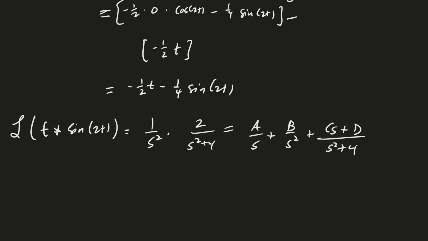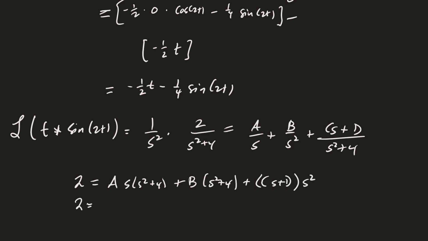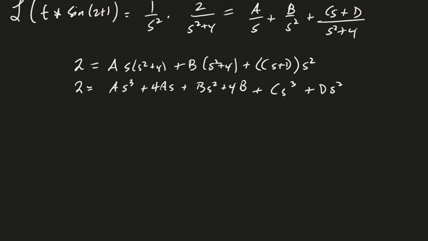Right? And so if we do that, we get that 2 is equal to A times (s squared plus 4) plus B times (s squared plus 4) plus (Cs plus D) times s squared. A little bit of algebra here. As cubed plus 4As plus Bs squared plus 4B plus, are you getting the idea that we're doing this a lot? Plus Ds squared. Okay, yeah, we do that a lot.